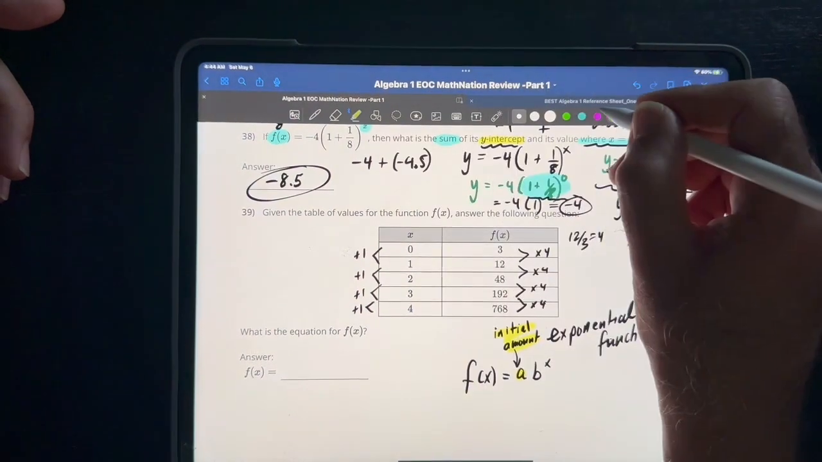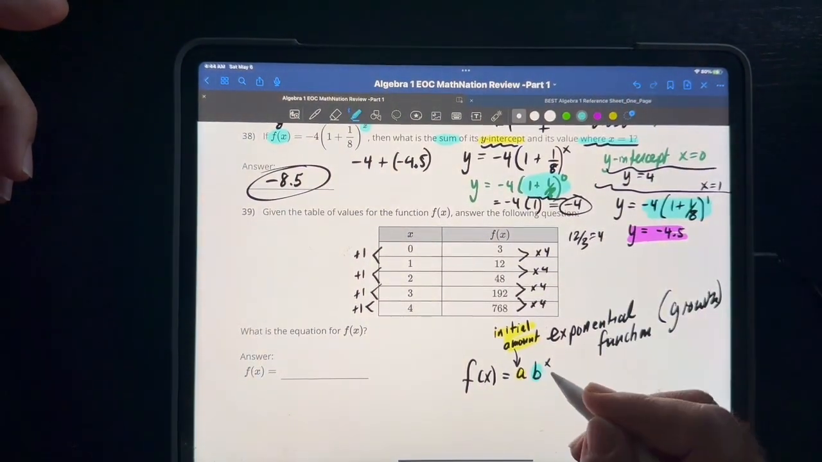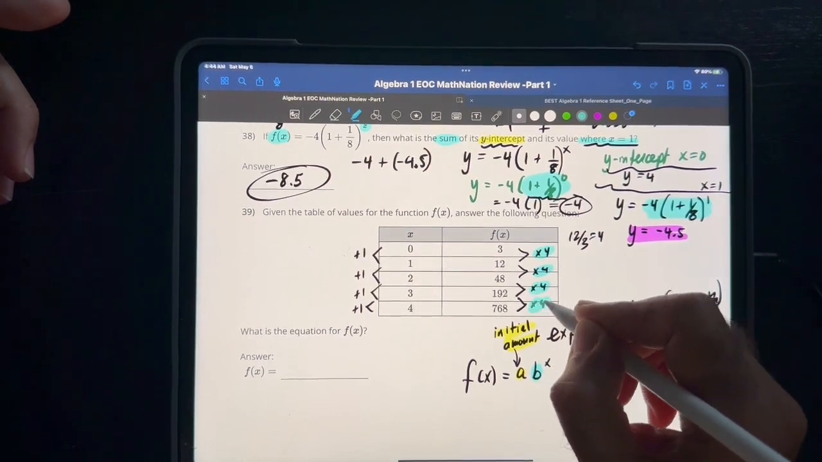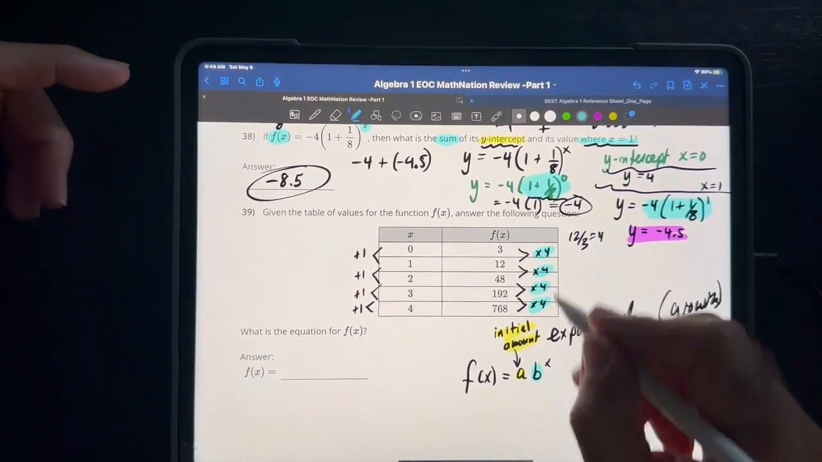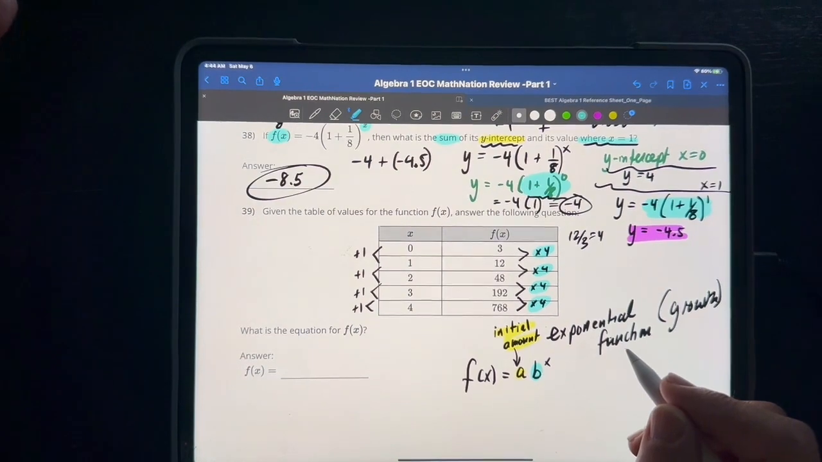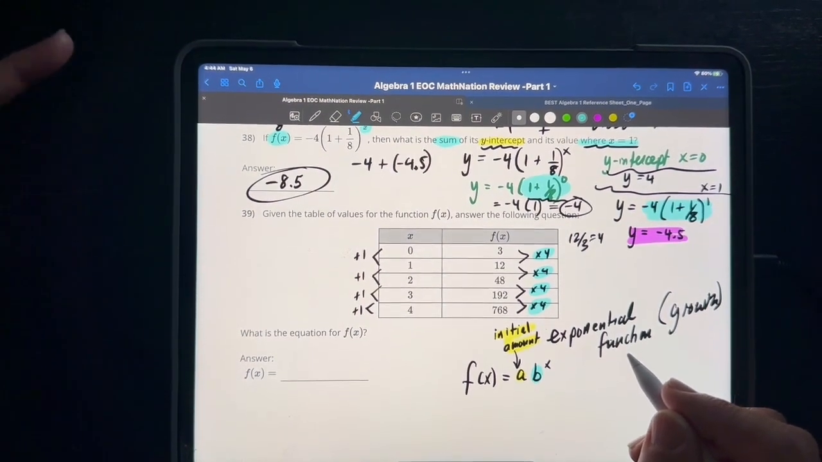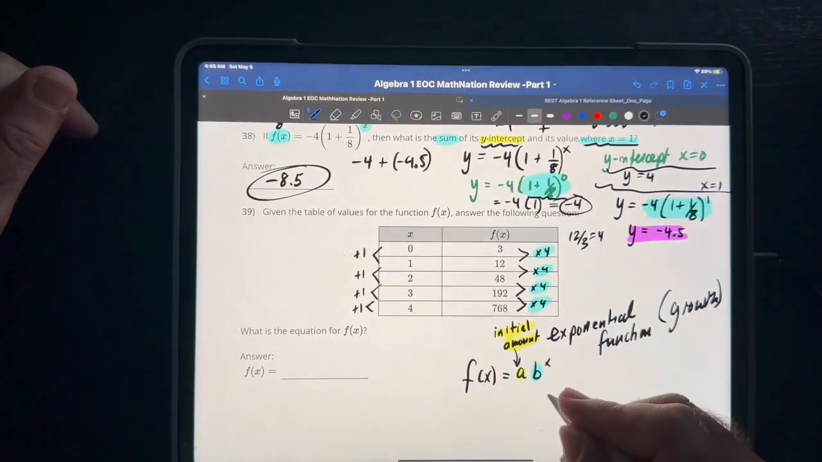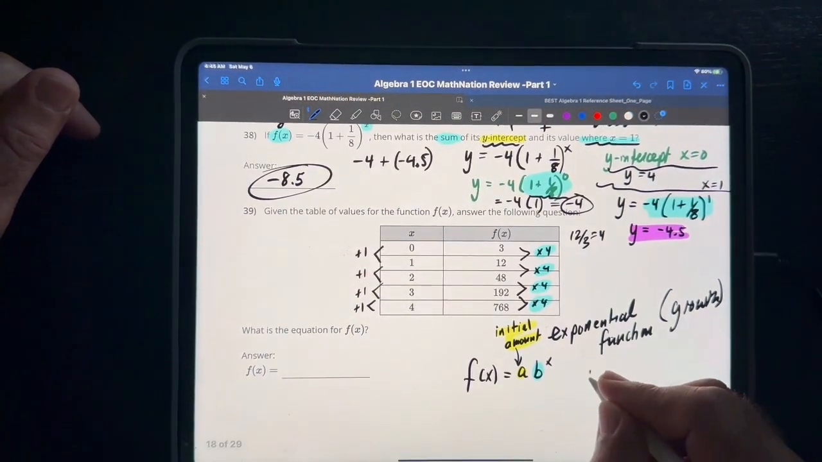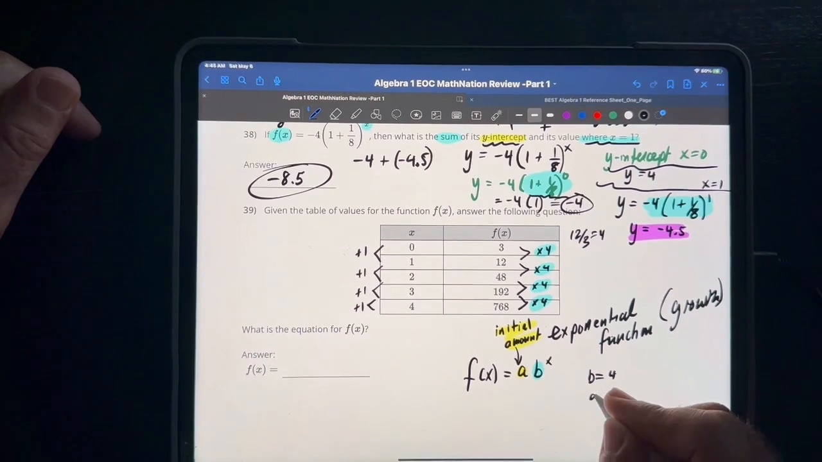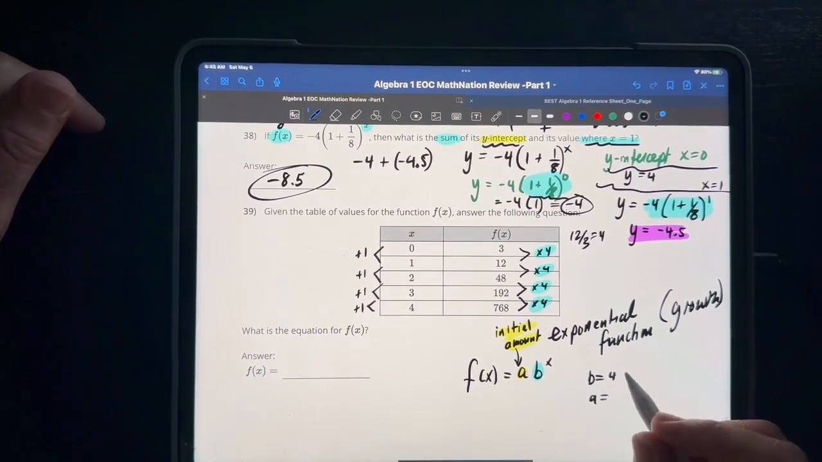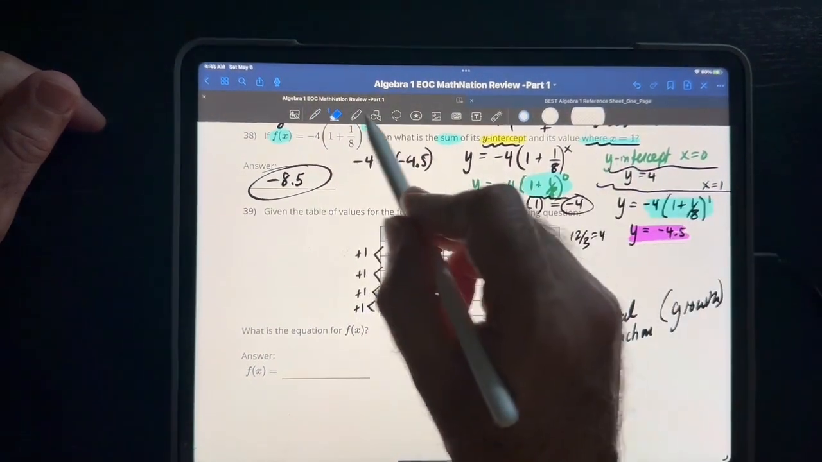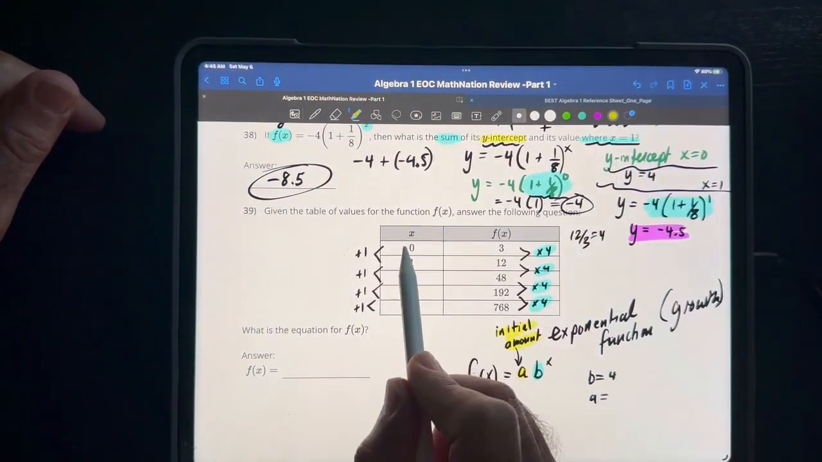Okay. And my b, let me label this, is this guy. This is my b. How much am I multiplying this by all the time? Constant. So I'm constantly multiplying by 4 from the previous answer. So my b in this problem is 4. Okay, so my b is equal to 4, and my a is equal to when x equals 0. All right, when x equals 0. So which is this guy.